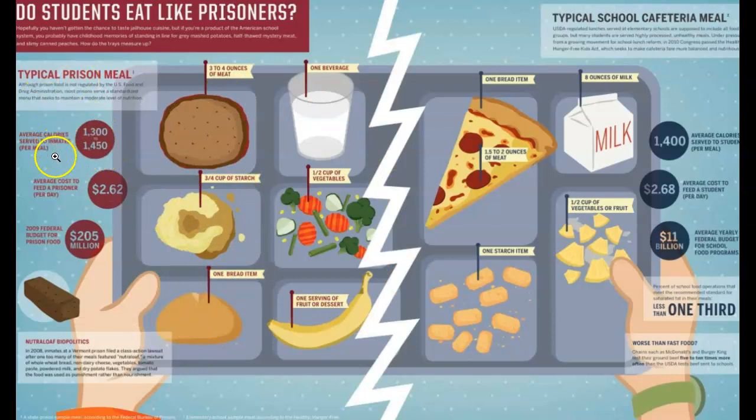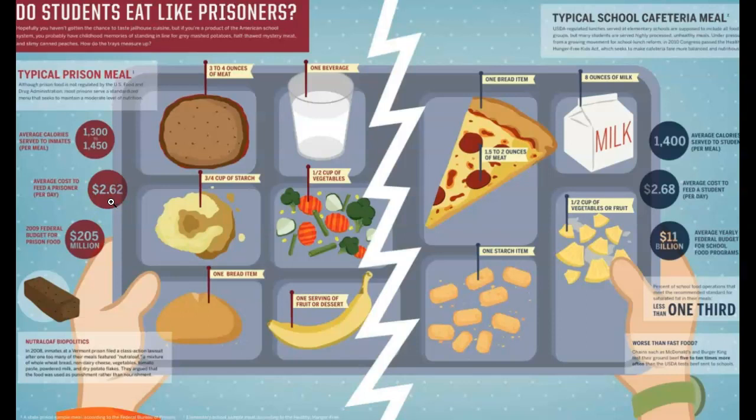Average calories served to inmates per meal. Now this is per meal. 1,300 to 1,450. These would be federal guidelines to feed the prisoners. Average cost to feed a prisoner per day is about $2.62. Now, it probably costs a lot more now than it did then.